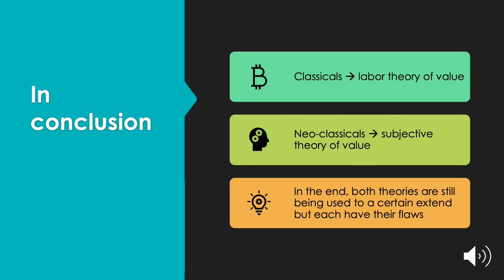In conclusion, classicals came up with the labor theory of value in order to determine the value of a good or a service. Then the neoclassicals came up with the subjective theory of value that was supposed to help solve the problem of the labor theory of value. In the end, both theories are still being used to a certain extent, but each has its flaws.